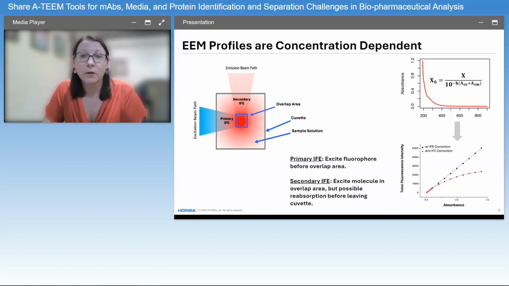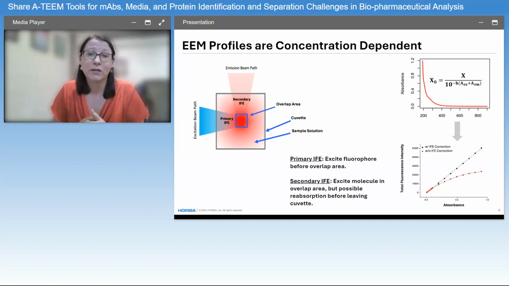And so this is a really cool thing that we've done, to be able to more accurately and quantitatively measure samples using a fluorescence technique with this type of correction.